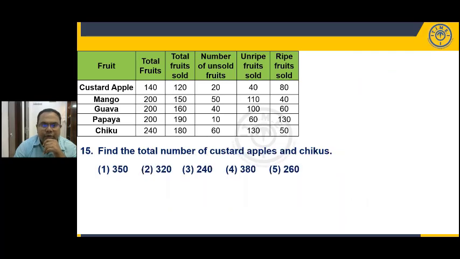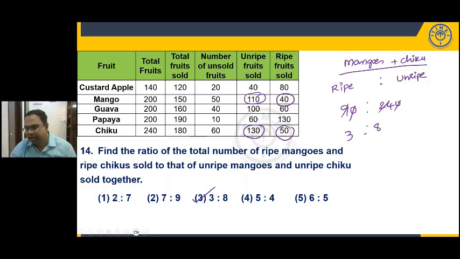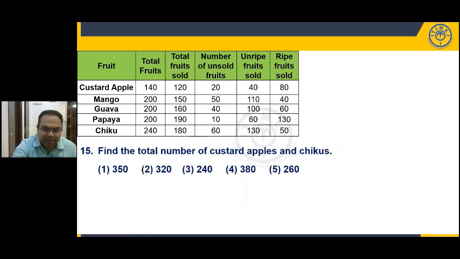Let us discuss. Ratio of total number of ripe mangoes and ripe chikus sold. Ripe mangoes and ripe chikus 40 plus 50, 90, is to unripe chikus and mangoes. Unripe 110 plus 130, 240. 3 3s, 3 8s. So ratio is 3:8. Last question in this set, ma. All of you try this.